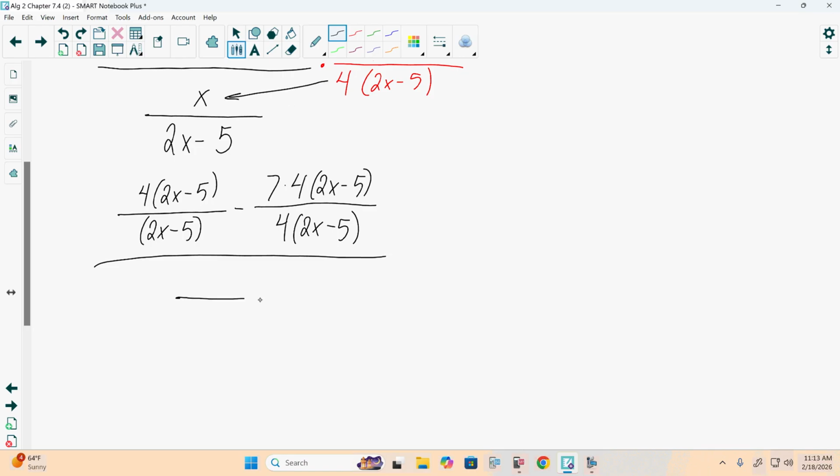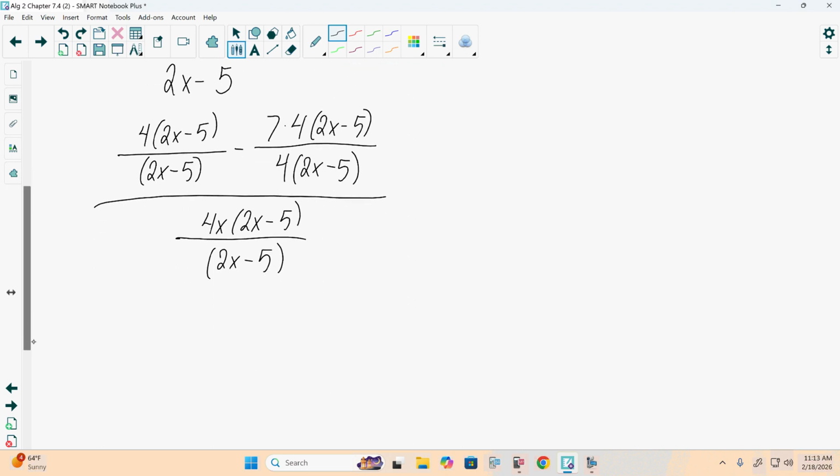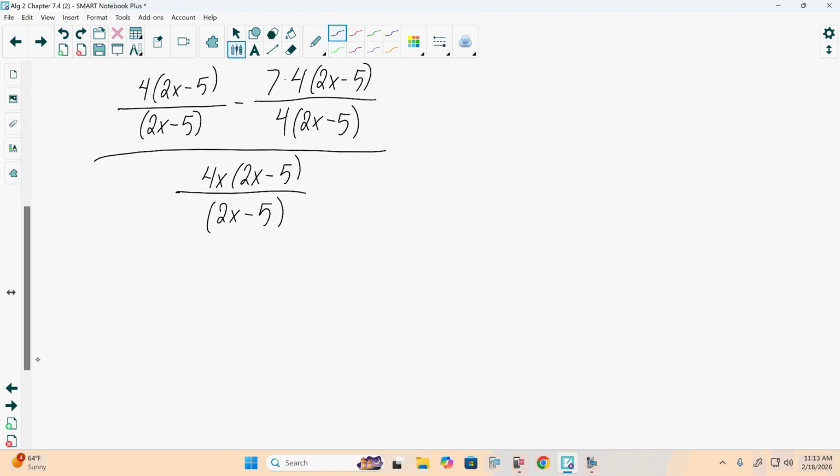Now we just need to do it with the denominator, our 4 times x times 2x minus 5 over 2x minus 5. Gets us to this point here. Questions before we start simplifying? In the top fraction, the 2x minus 5 and 2x minus 5 would cancel. On the fraction on bottom, the 2x minus 5 and the 2x minus 5 would cancel.